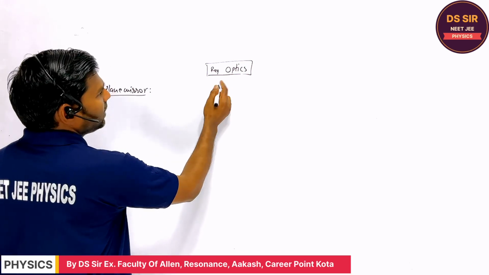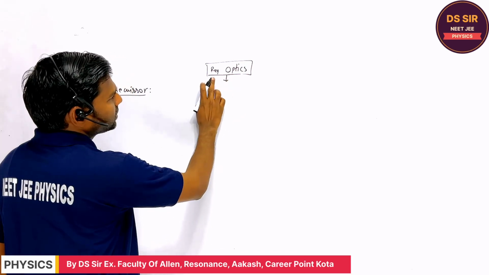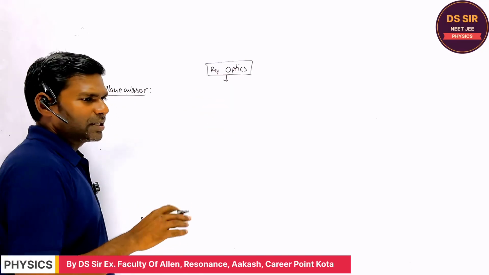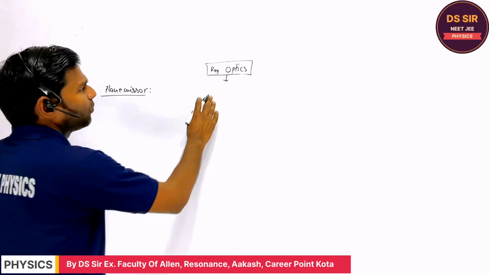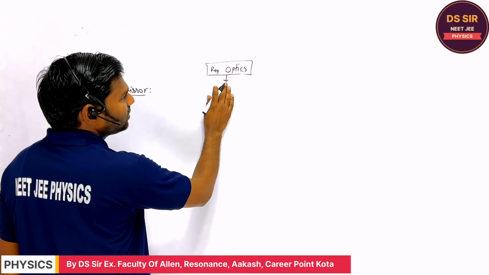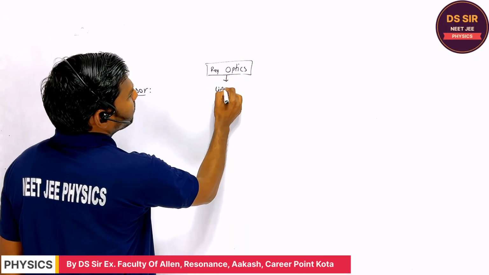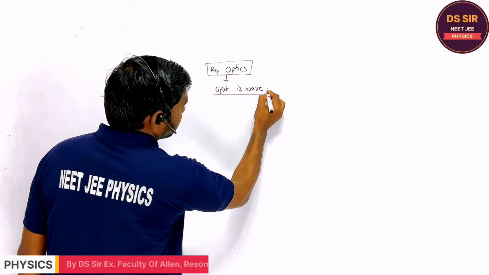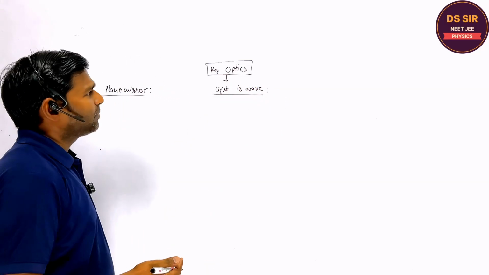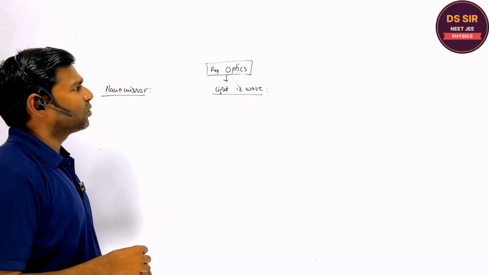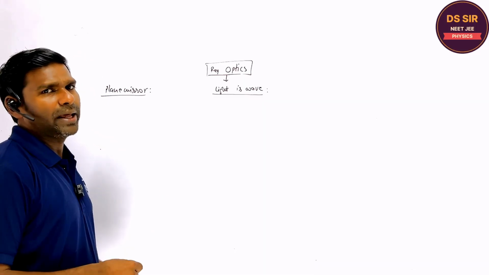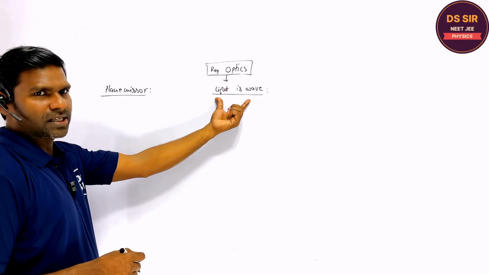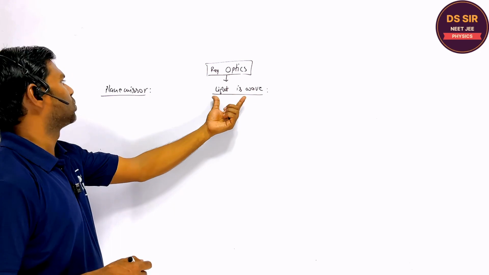So here we will discuss the properties of optics, or optics is nothing but you can understand it as light. We will assume that light is a wave in this chapter, right? In modern physics there will be the chapter photoelectric effect. There the light will be assumed as a particle, but here the light is assumed to be a wave. We will discuss in more detail in wave optics also, right?